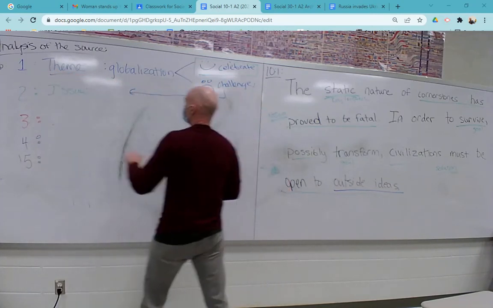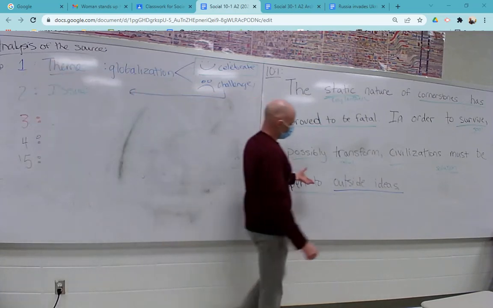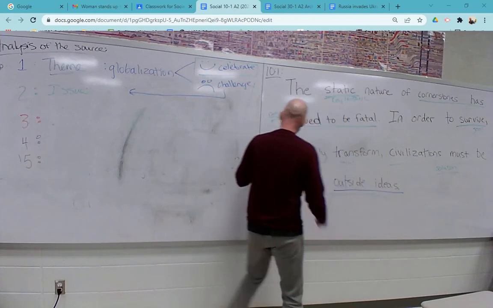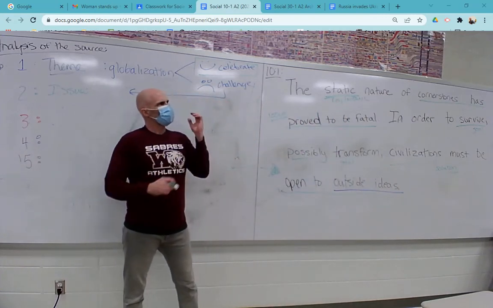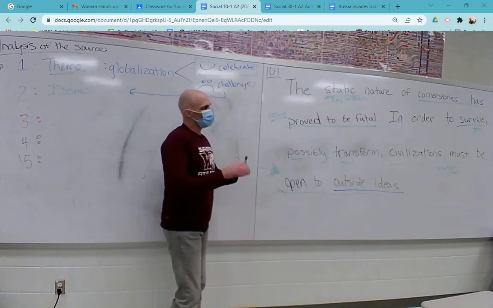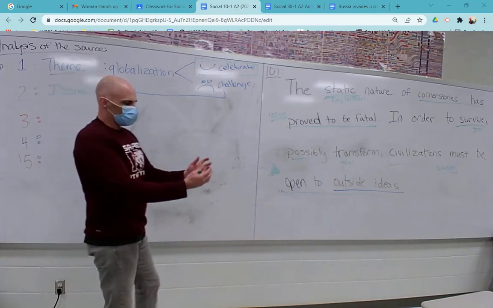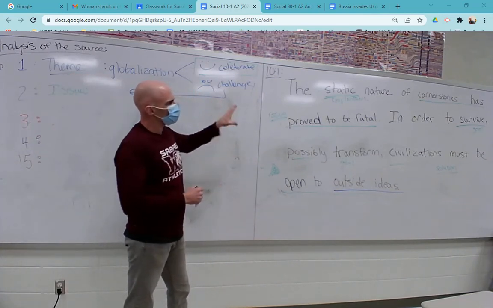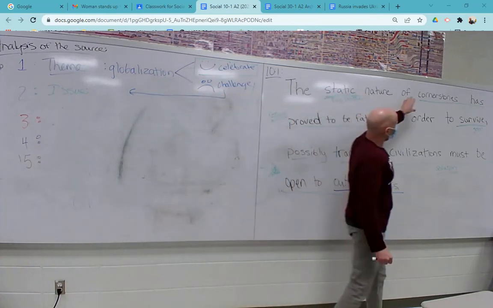So far, we've identified the theme, globalization. We knew that because it talked about outside ideas. Then within the theme, we tried to say, okay, are we celebrating globalization, or is that something we're trying to challenge? Well, then we had to pause for a second and look at this from another angle. Let's unpack it a little bit and say, is there an issue within the source? And the issue is our static cornerstones.